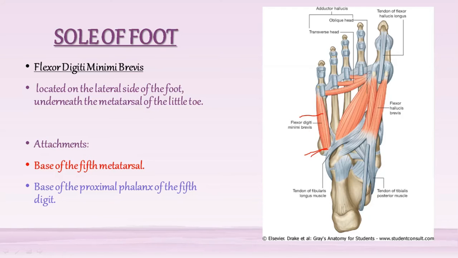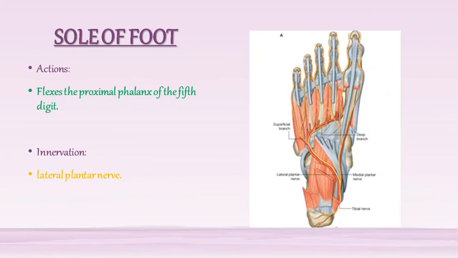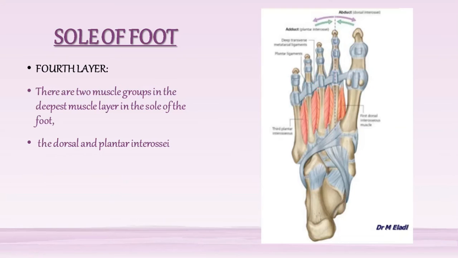So this flexor digiti minimi arises from the base of the fifth metatarsal, and it is inserted on the base of the proximal phalanx of the fifth digit on the lateral side. Clear? So it is present on the lateral side, arises from the base of the fifth metatarsal, and is inserted on the proximal phalanx of the little toe. It flexes the proximal phalanx of the fifth digit and, being on the lateral side, it is innervated by the lateral plantar nerve. Now come to the fourth layer.